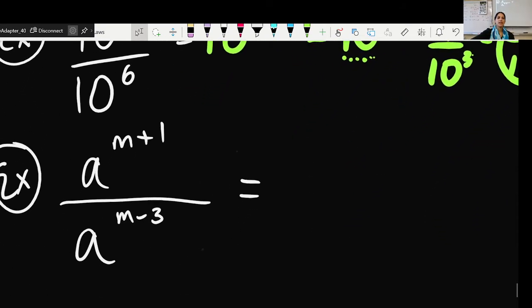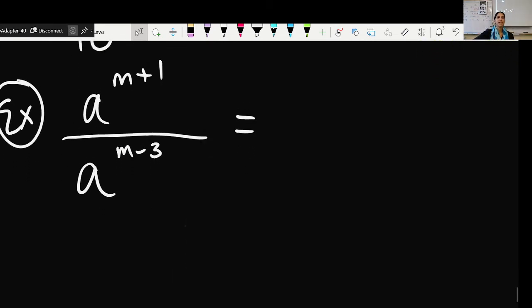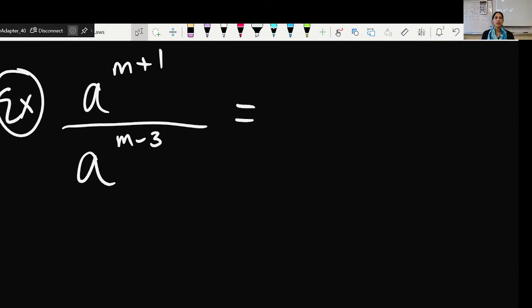And then we have a bit more going on here. So we have a to the m plus 1 over a to the m minus 3. This requires a little bit of thinking and a little bit of strategy. I'll start with this. What is the base in our answer?